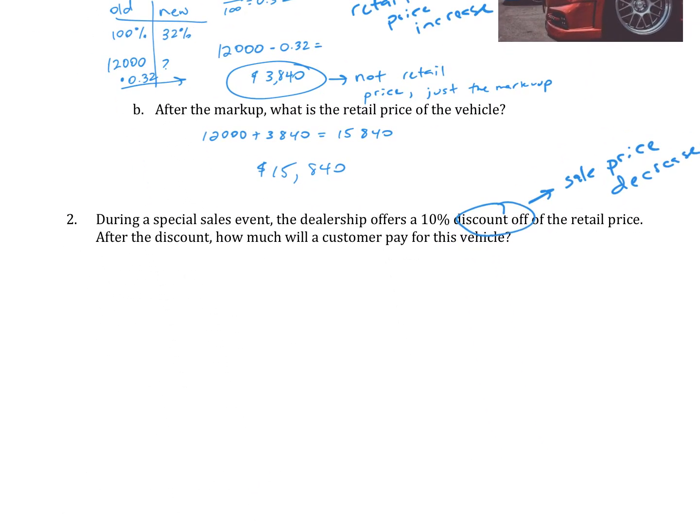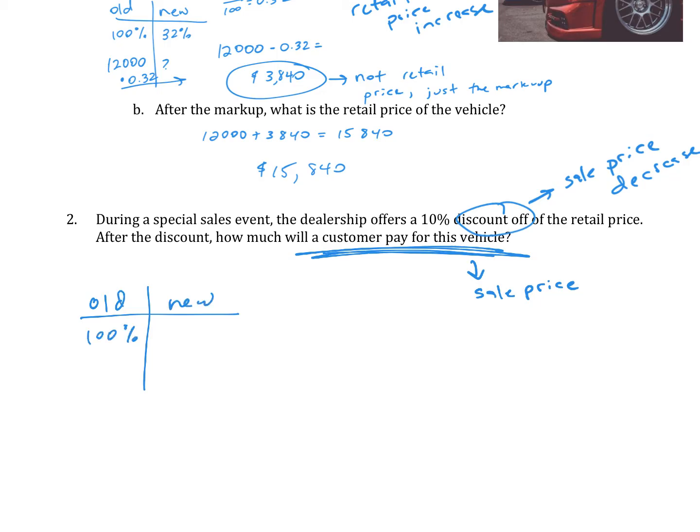Okay, question 2 says, during a special sales event, there's a 10% discount. So they want to know, after the discount, how much will the customer pay for this vehicle? So they want to know, what is the sale price? Okay, so again, if I use my old versus new strategy, my old is the 100%, which is also the $15,840. My new, if they're getting 10% off, that means they are paying 90%. So figure out my constant of proportionality. I'm going to do 90 over 100, which is 0.9. So I am going to multiply by 0.9.